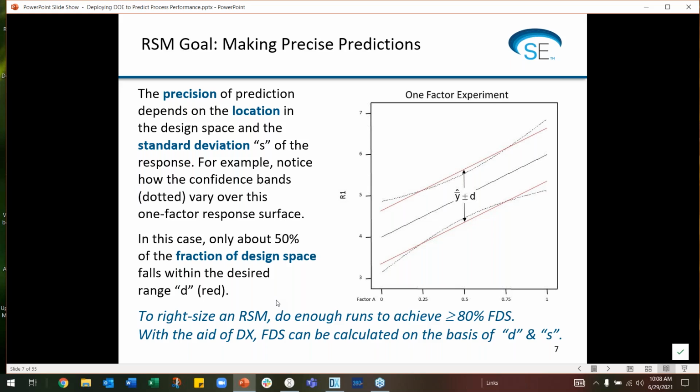As a guideline to size a response surface design, we usually want to have enough runs so that we can achieve this area where we're getting good predictions to cover about 80% of the design space. We can calculate this area by knowing two things, our D and our S, or our desired precision and our actual response standard deviation. So let's look at those two numbers.